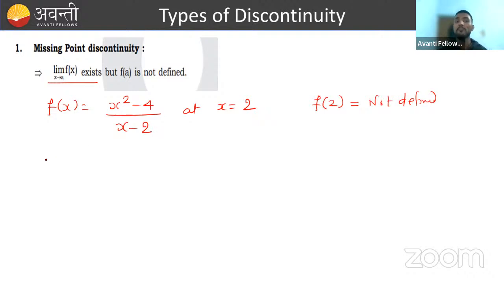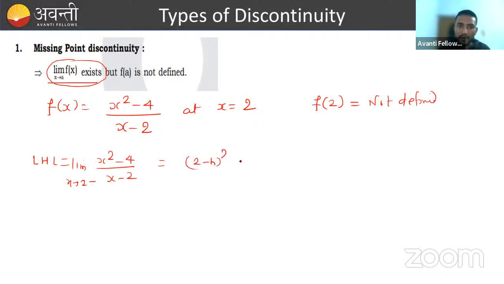But what if I find the left hand limit and right hand limit? Let me check whether the limit exists or not. If I find the LHL, we know that it is the limit of (x square minus 4) divided by (x minus 2) as x tends to 2 minus. So I can write it like this: (2 minus h) whole square minus 4, divided by (2 minus h minus 2). So what will happen?